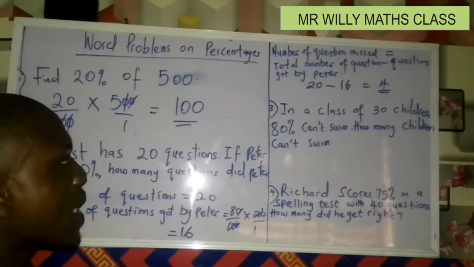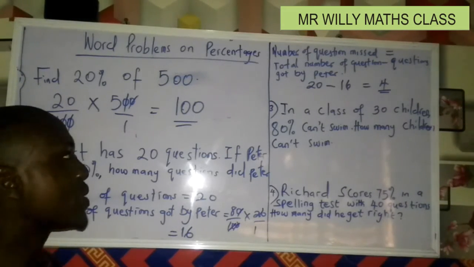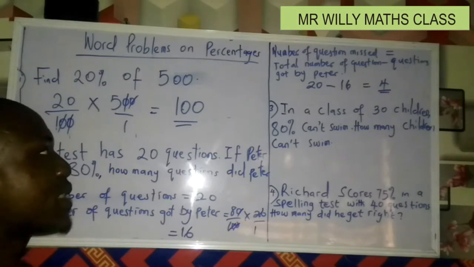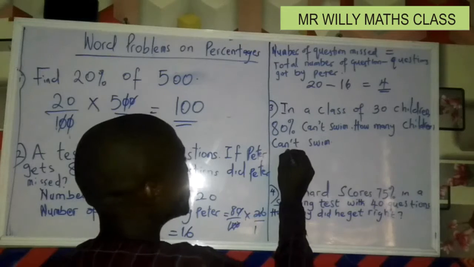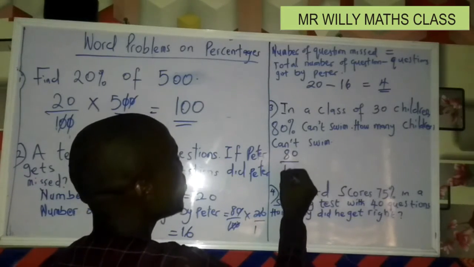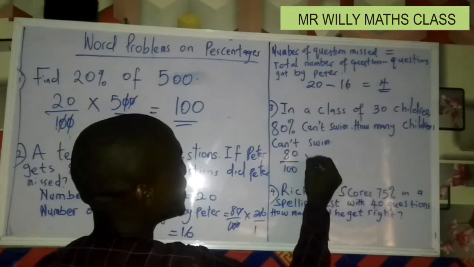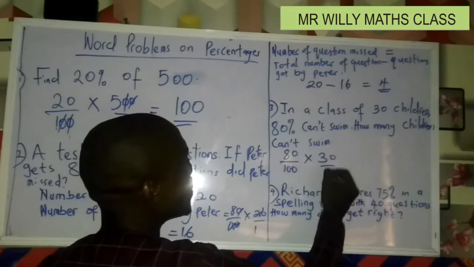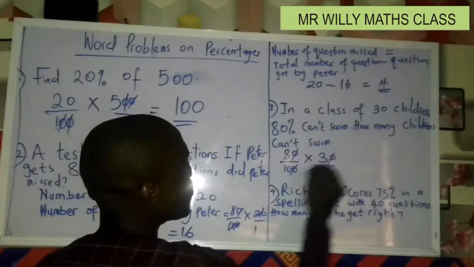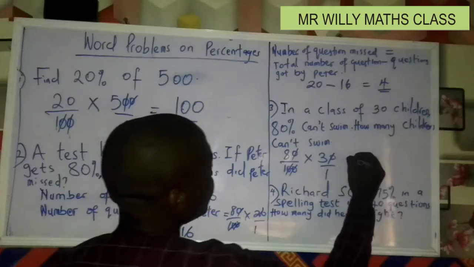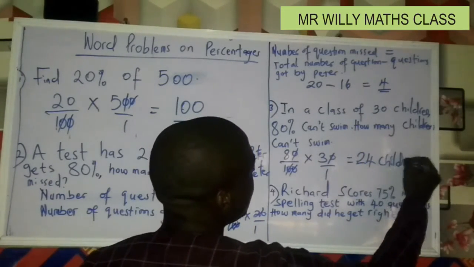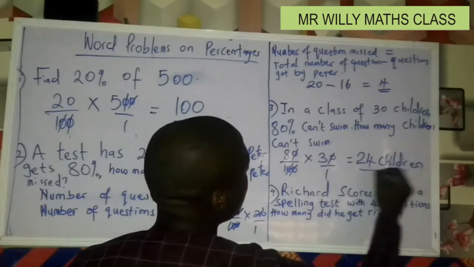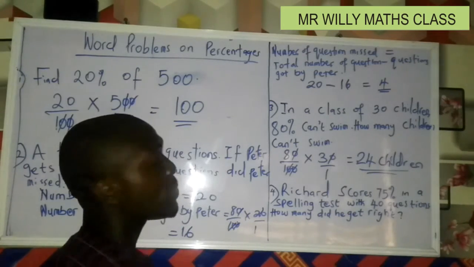The third question says that in a class of 30 children, 80% can swim. How many children can swim? That is 80% of the class can swim. Our question is to look for 80%, which is 80 over 100 of 30. That's 80 over 100 times 30. You break it down. 0 will cancel 0. 8 times 3, that's 24. 24 children can swim. 80% of 30 is 24.